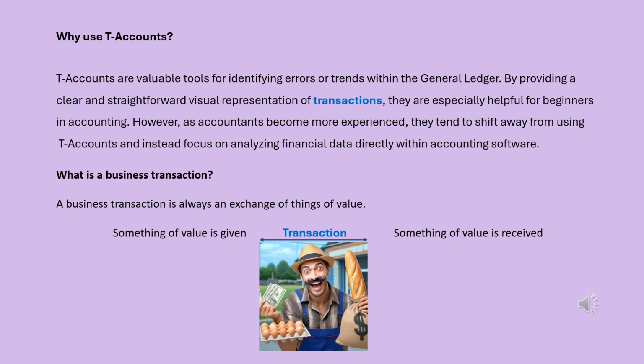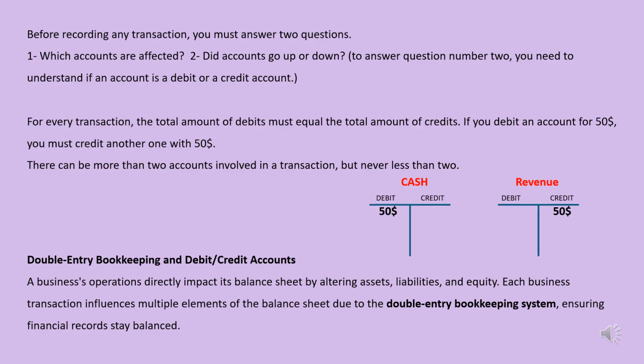What is a business transaction? A business transaction is always an exchange of things of value. Something of value is given. Something of value is received. Before recording any transaction, you must answer 2 questions. Which accounts are affected? Did accounts go up or down? To answer question number 2, you need to understand if an account is a debit or a credit account.